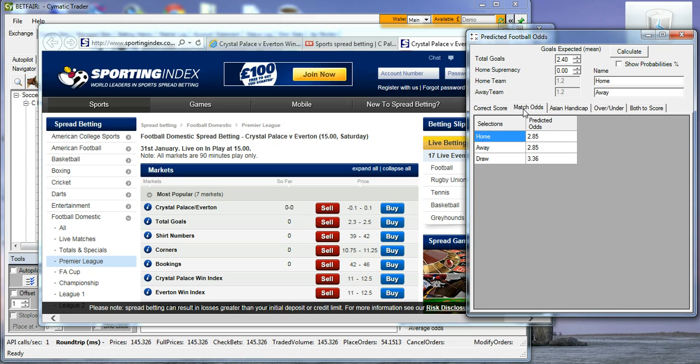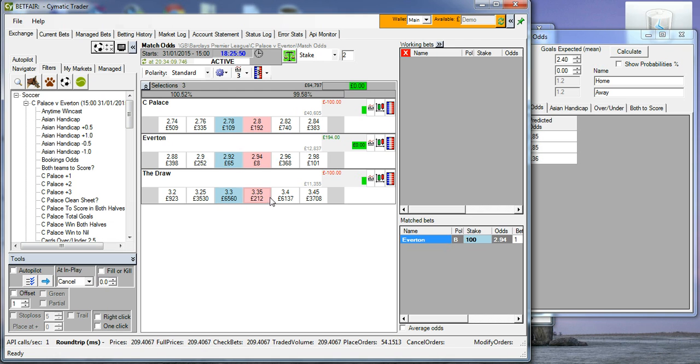So what does it think? It thinks that the two teams are equal. They should both be at a price of 2.85 in the match odds market, and the draw at 3.36. Well, the Betfair market, here it actually is.